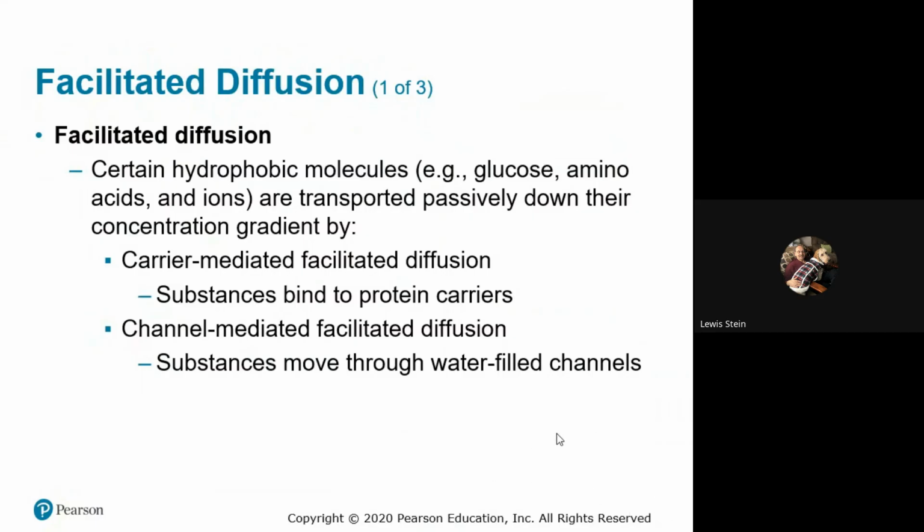Moving on. So, just begin. Effectively, they already have another one of these many PowerPoint errors. You can see it right here. Hydrophobic molecules. They're not. When we're talking about facilitated diffusion, we're talking about hydrophilic molecules, of which glucose, amino acids, and ions are all a subset.